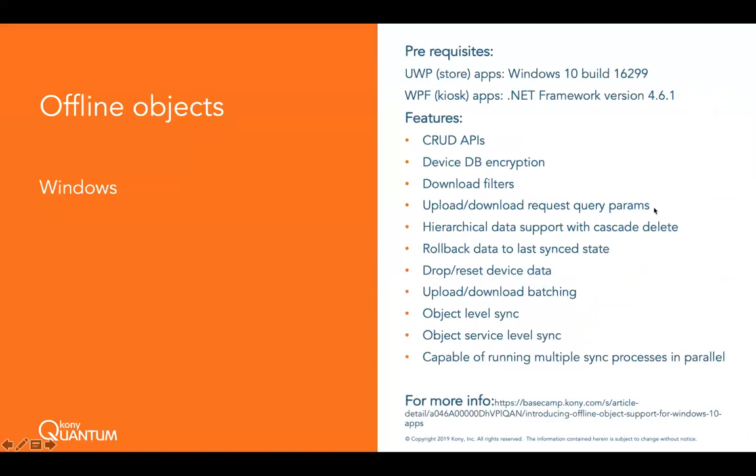It has to be a specific build version and a .NET framework version. And we have added the ability to use the CRUD APIs, that is create, read, update, delete, device DB encryption, filters for download, and a host of other things, including hierarchical data support, rollback to last synchronized state, reset the data, batching, and also the option to synchronize at an object level, that is each object in an object service, or you can synchronize at the object service itself, in which all the objects are synchronized at a time.